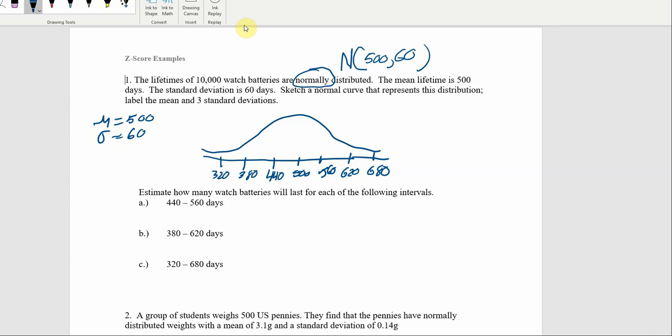Now we're asking questions here. How many watch batteries will last for the following intervals? Well, we're going to look from 440 to 560. That is right here. So we're looking for the probability that the battery life is between these two values. We're looking for the area under the curve, because remember, the area under the curve is 1 or 100%. Well, this is between -1 and +1 standard deviations, so that's going to be 0.68 or 68%.